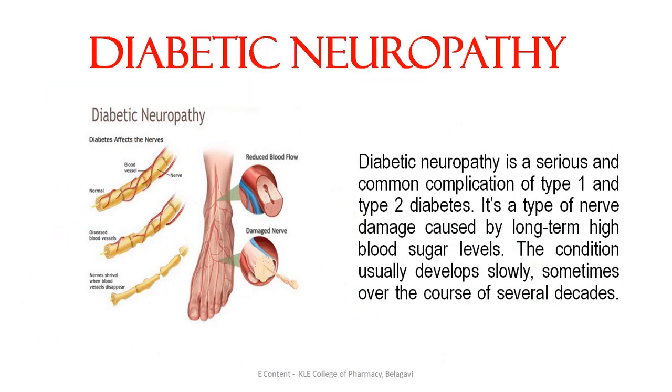So let's come to our topic, that is diabetic neuropathy. Diabetic neuropathy is a serious and most common complication of type 1 and type 2 diabetes mellitus. It is a type of nerve damage caused because of the high blood sugar level seen in the patient over a longer time. The condition usually develops very slowly, sometimes over the course of several decades. It takes around 7 years, 8 years, or even 10 years for this neuropathy to develop in the body of the patient.